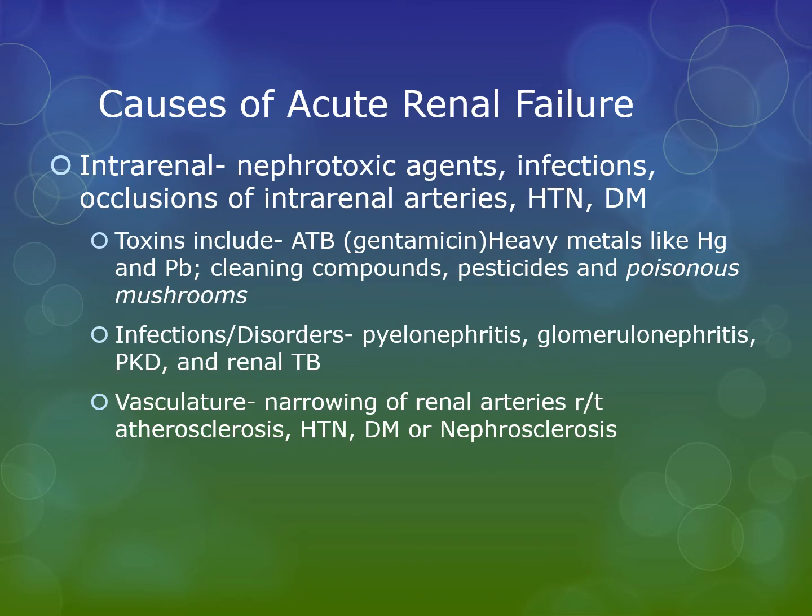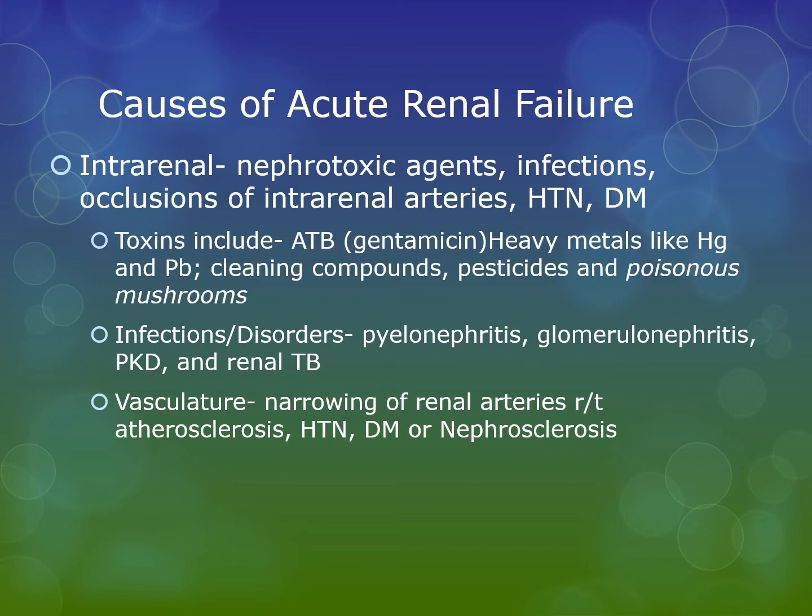The next type is intrarenal, and now we're talking about things going wrong inside the kidney itself. So one of the things that can make that happen is a nephrotoxic agent. Say, for instance, an antibiotic, gentamicin. Gentamicin is well known for being highly nephrotoxic. So when a patient's on gent, we're always doing peak and trough levels to make sure that we're not having too high of a level and harming the kidneys.